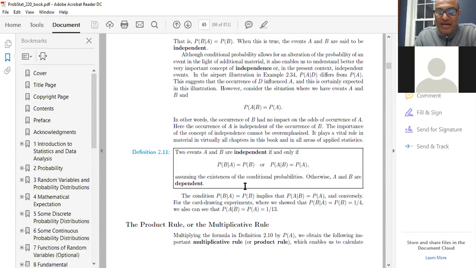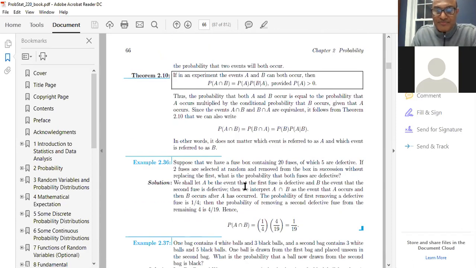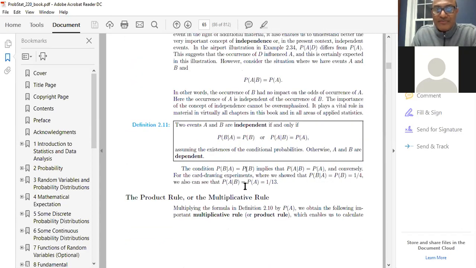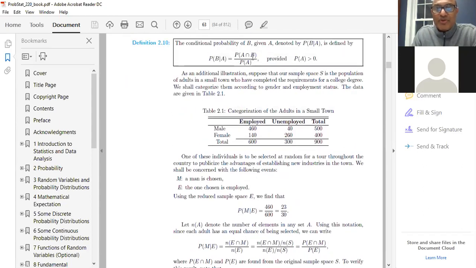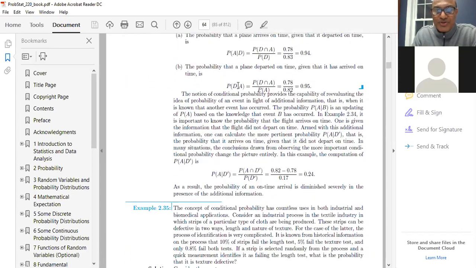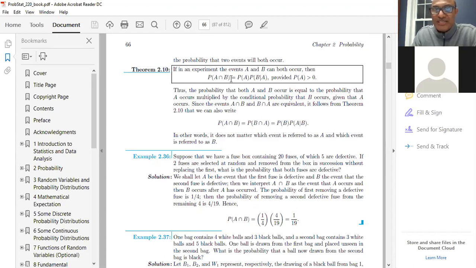Based on this one, now I would like to give you the product rule. So product rule is nothing but, look at here. Whatever the rule you have over here, probability of B given A is equal to probability of A intersection B over probability of A. So probability of A intersection B is nothing but probability of B given A times probability of A. That is nothing but your product rule. So product rule is mentioned over here. Probability of A intersection B equal to probability of A times probability of B given A.